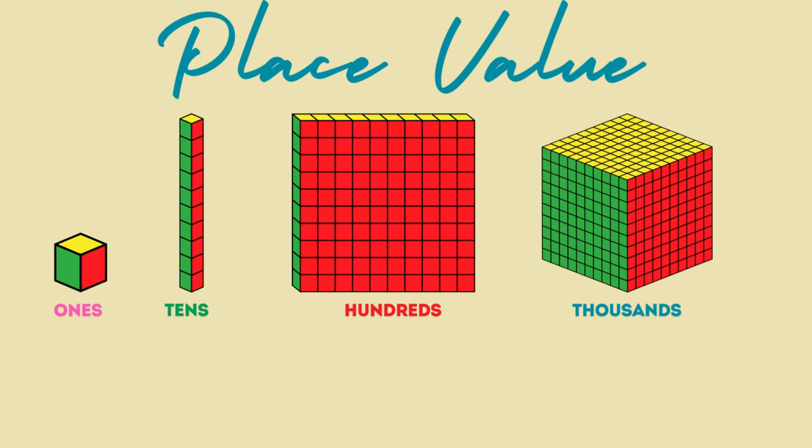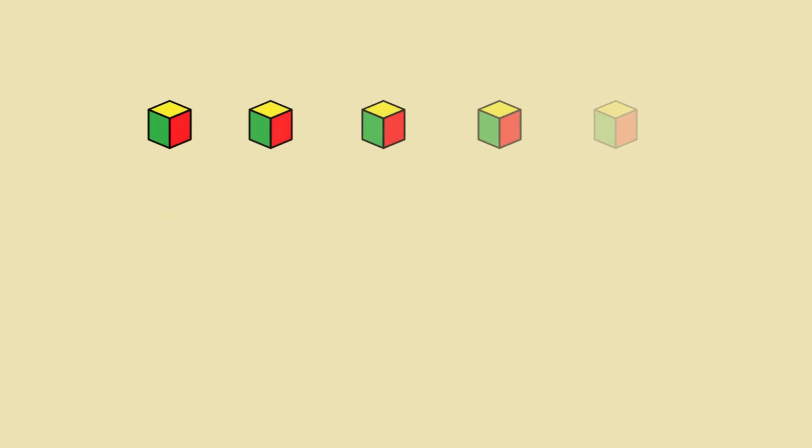Today we're going to be focusing on place values. Our ones, our tens, our hundreds, and our thousands. Every place value to the left is 10 times greater. We can see this with our ones.